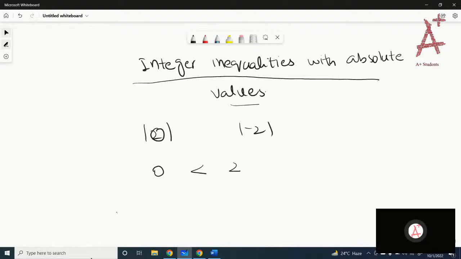Okay, the next example is the absolute value of 7 and negative 9. The absolute value of 7 is 7 because it's a positive number, and the other is negative 9. Now you have to compare 7 and negative 9. So 7 is a positive number, and positive numbers are always greater than the negative numbers.